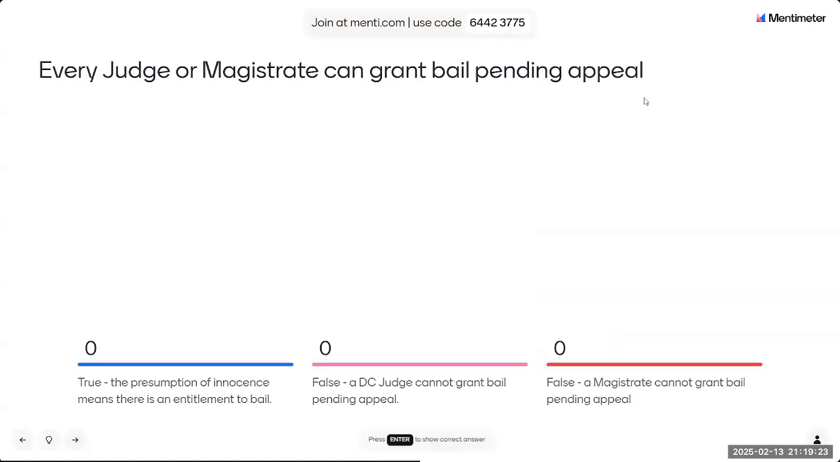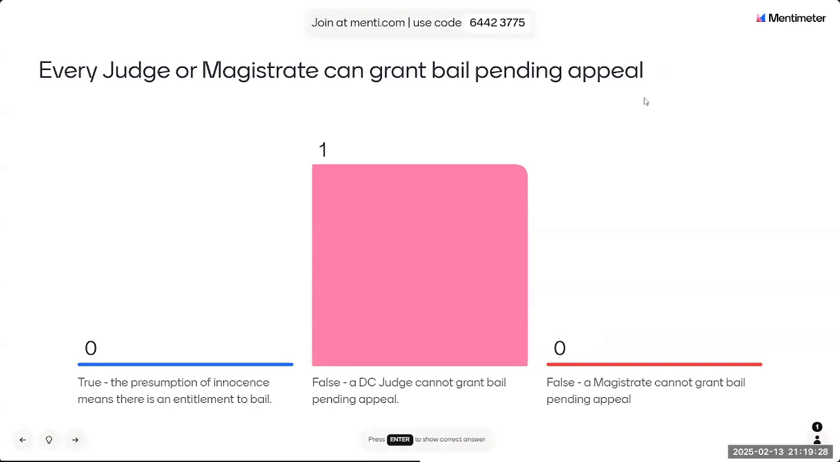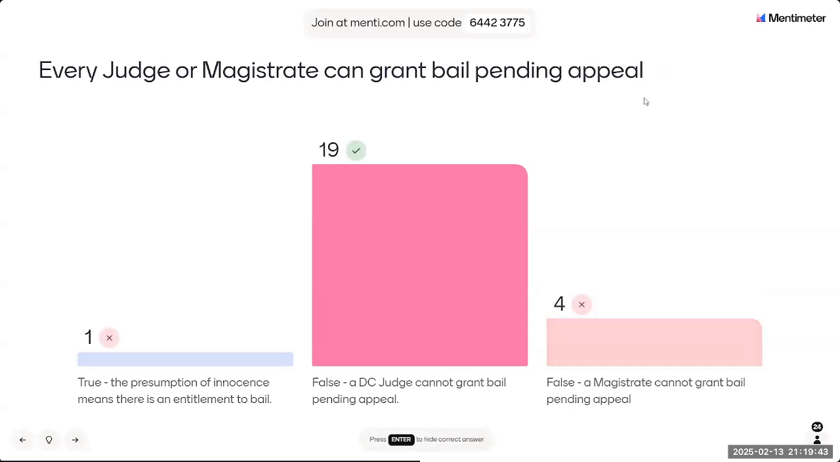Every judge or magistrate can grant bail pending appeal. True, the presumption of innocence means there's an entitlement to bail. False, district court judge cannot grant bail pending appeal. False, a magistrate cannot grant bail pending appeal. So B is the correct answer. Remember, no power in the district court ordinance to grant bail pending appeal, but a magistrate under the Magistrates Ordinance can grant bail pending appeal. And the CFI judge can grant bail where the appeal is from the magistrate's court to the CFI.